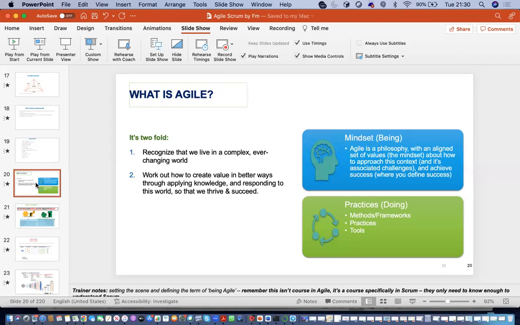And that's where we talk about the methods. That's where we talk about Scrum, Kanban, extreme programming, DAD, FDD. There are different types of them. That's where we talk about LeSS, SAFe. There are different methodologies that we have under Agile. That's where we talk about Crystal.